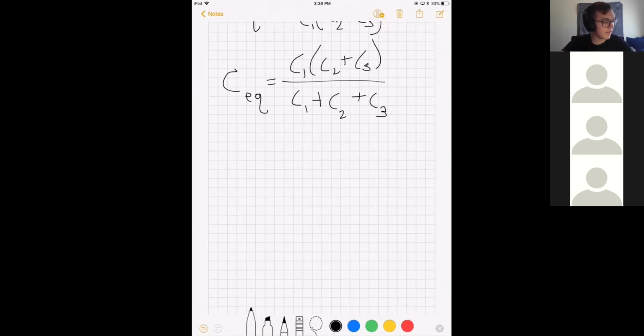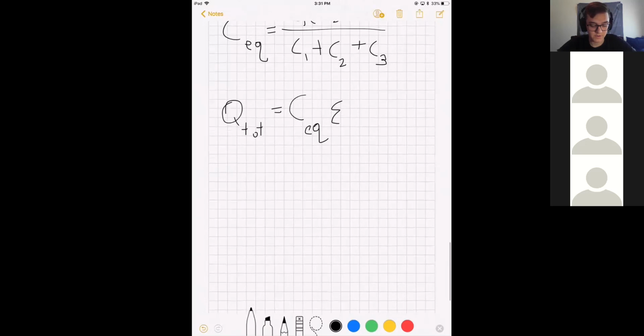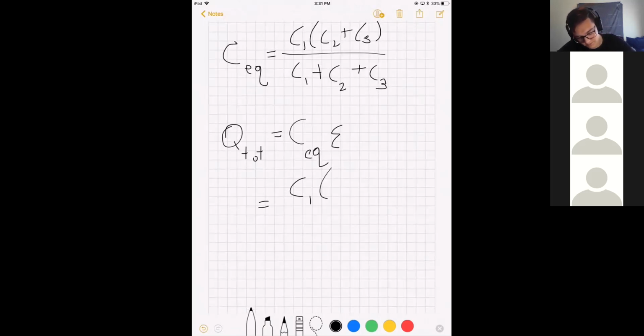Now what we're going to do is figure out what Q total is on the whole circuit. To do that, we use the fact that Q total is equal to C total, which I'm going to relabel as C equivalent, times the voltage. The voltage is equal to the EMF, so I'm going to rewrite it as E, because that's what we labeled it in our diagram. So now we have this, and we can expand this a bit. We have C1 times C2 plus C3.